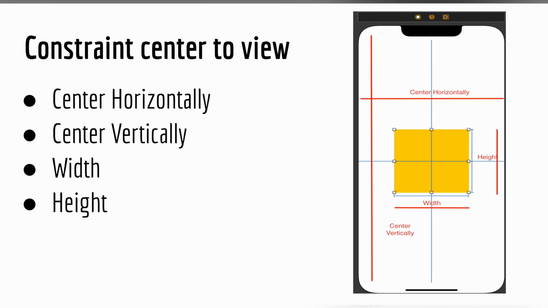Next, you can set your view in the center of your screen by center horizontally and center vertically. Center horizontally is used to center your view horizontally, widthwise, and you can center your view vertically, or heightwise, using center vertically. You can define a specific height and a specific width for the view inside your screen.